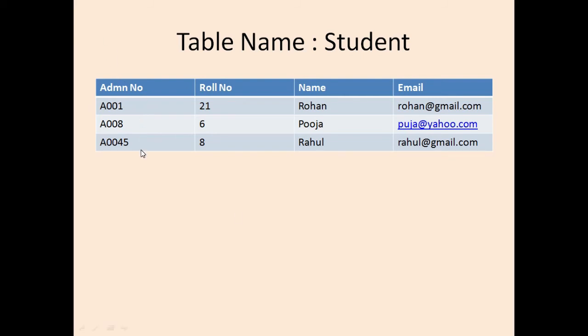Admission number, roll number. Roll number, if we consider these roll numbers are from the same class, all these students belong from the same class, then roll numbers also we can consider. Again, email addresses. So email addresses are also unique, roll numbers are unique, and admission number is also a unique value. And all these 3 columns can become the primary key of the table.